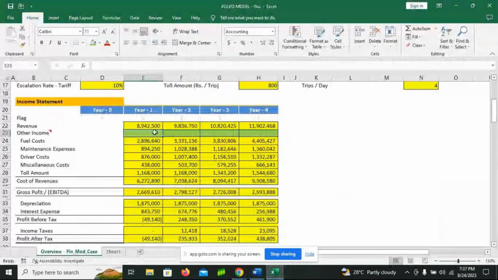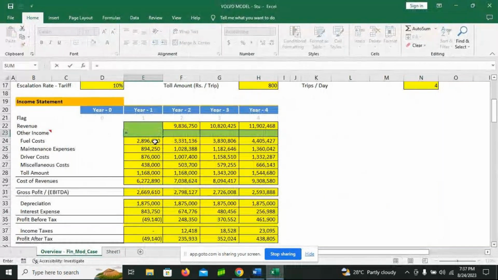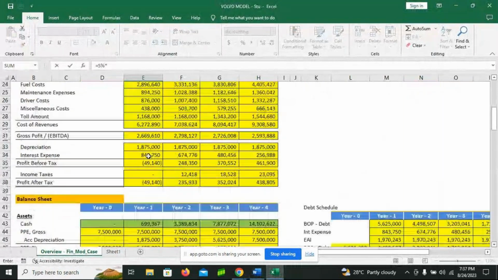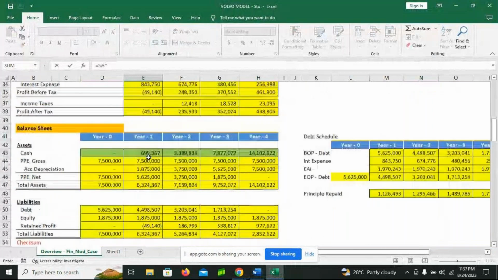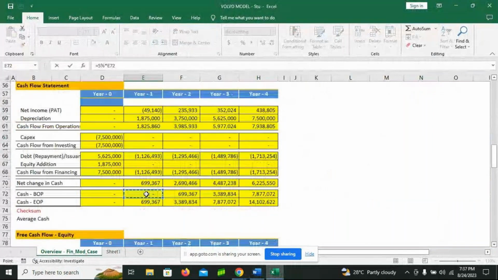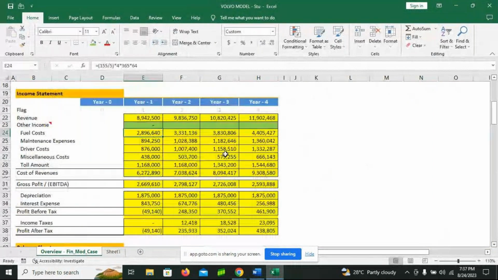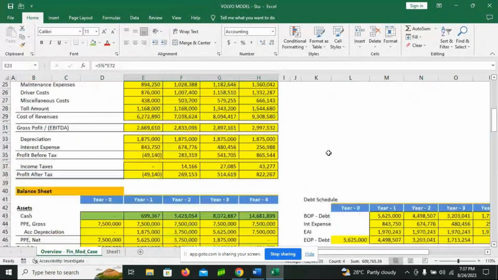So here it will be equals 5% into beginning of the period. So I'll come here and drag it. Let's see.